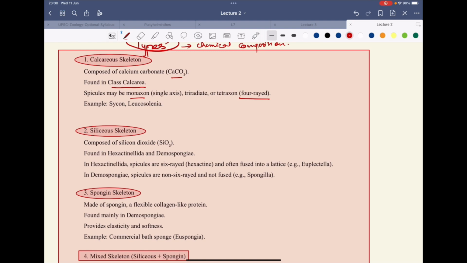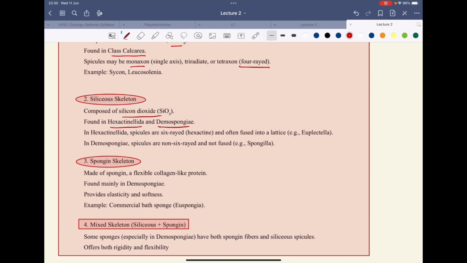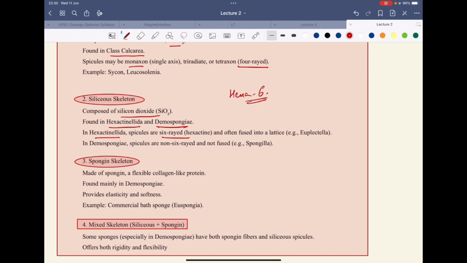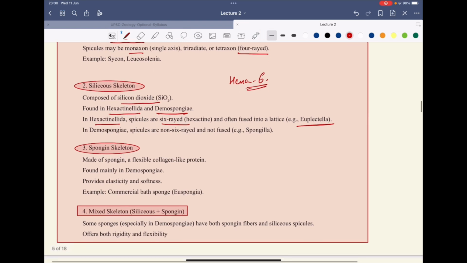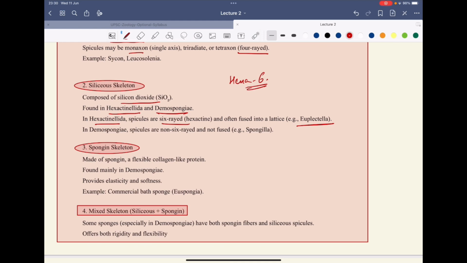Then the siliceous skeleton. It is composed of silicon dioxide, and is found in Hexactinellida and Demospongiae. The Hexactinellida spicules are six rayed. The word hexa denotes six. They are often fused into a lattice structure, as found in Euplectella. If you Google the diagram of Euplectella, you will find this structure made up of siliceous spicules. Then we have Demospongiae. These have non-six-rayed spicules and they are not fused, for example in Spongilla.